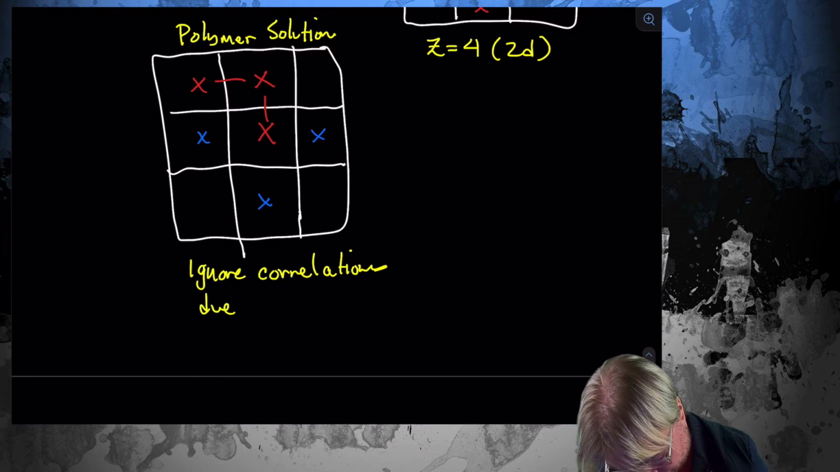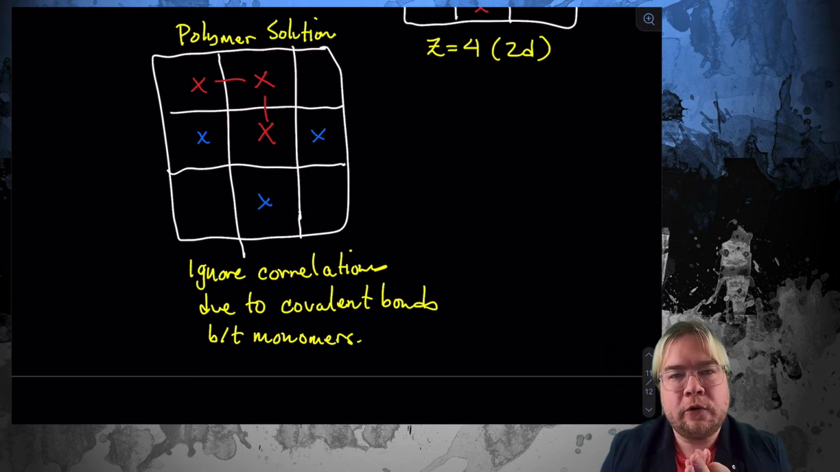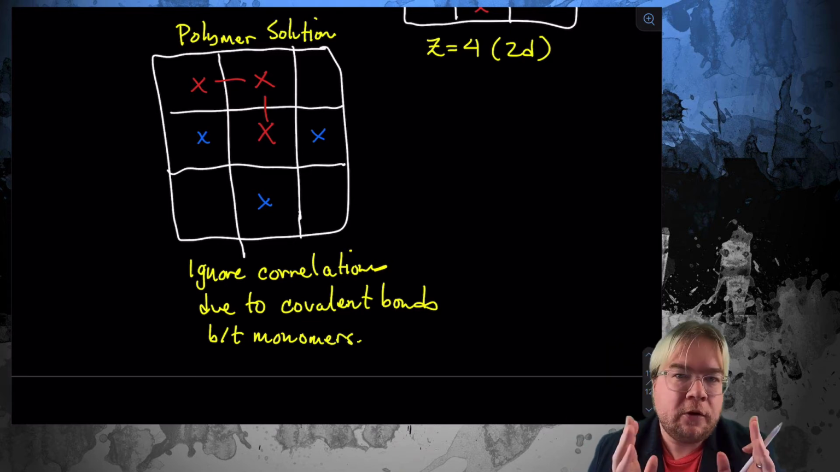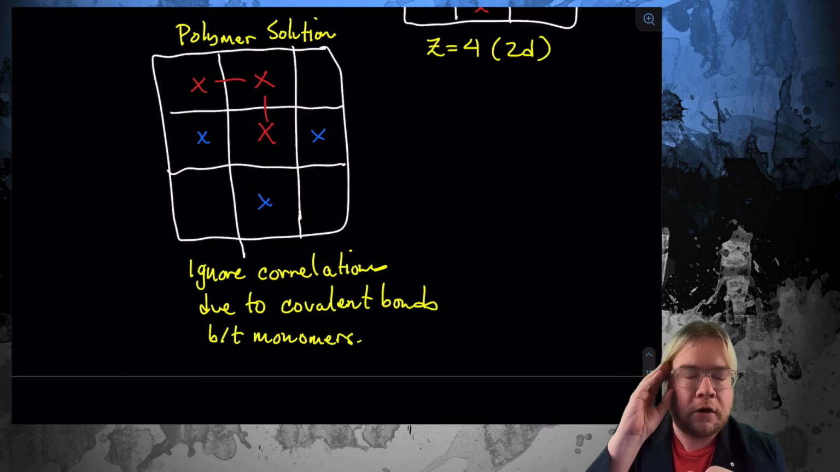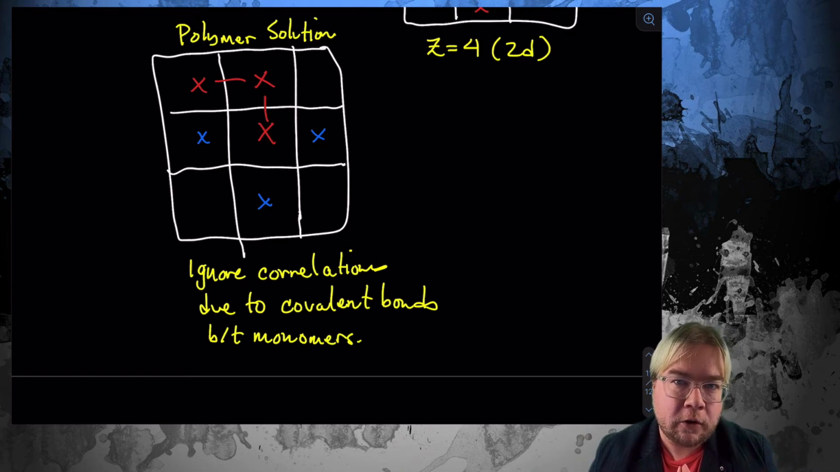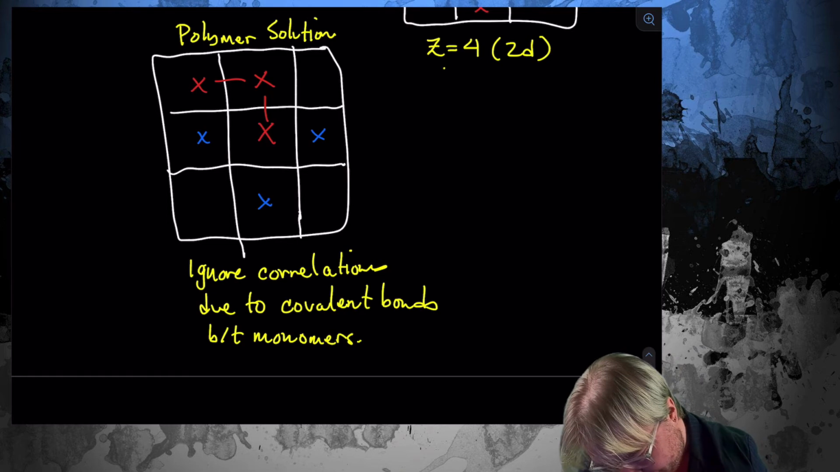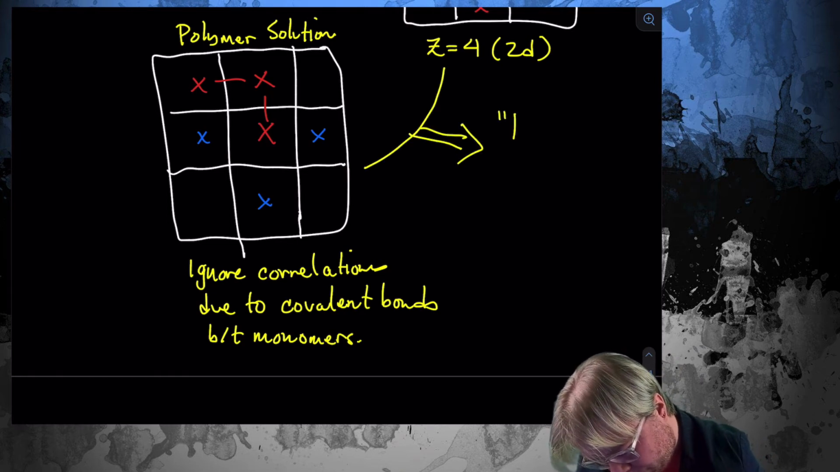And those correlations are due to covalent bonds between monomers. So we will ignore those. The other thing that we're going to do is we don't know exactly what the species is going to be. So we're going to have to consider this on a statistical basis to see on average what we expect would occur. So in that case, what we end up doing is what we call a mean field approximation.